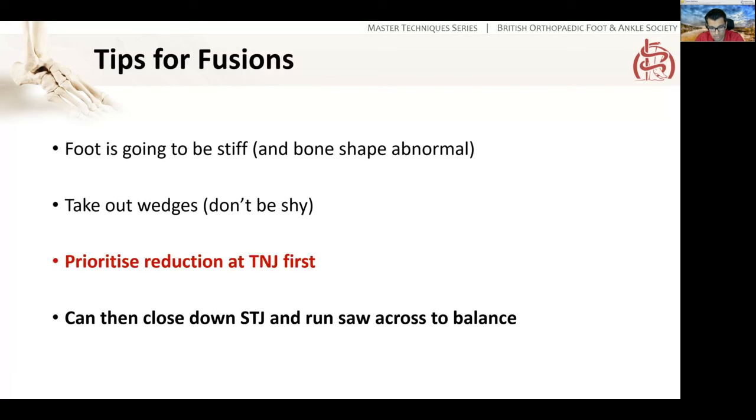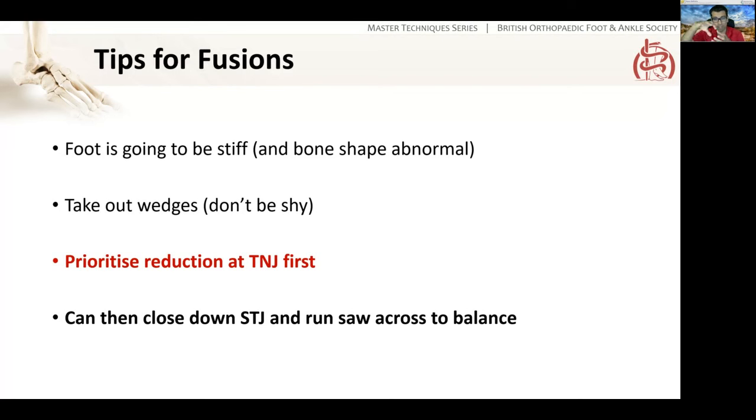So you have to take out wedges. Don't be shy. I prioritize reduction at the talonavicular joint first because that is what you're going to build the forefoot around. And after you reduce the talonavicular joint, you can try and close down the subtalar joint. And if it doesn't close down, you can just run your saw blade through to take out any asperities and just allow it to close.